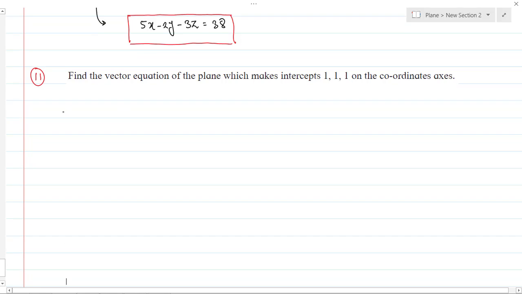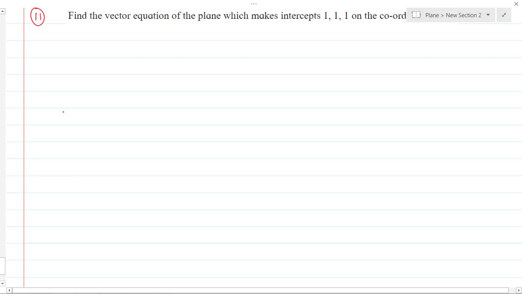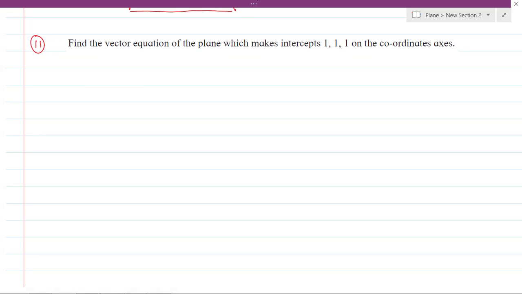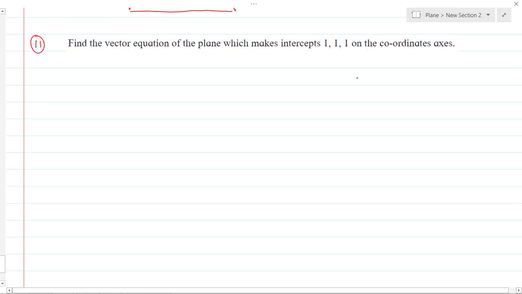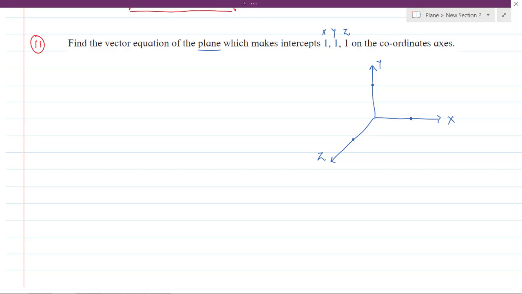To solve this question, you should first be able to draw the figure as mentioned in the question. So let's draw the figure. This is the y-axis, this is the x-axis, and this is the z-axis. These are the coordinate axes we have, and the plane is making the intercept 1, 1, 1 on the coordinate axes. This first one is for x, this is for y, and this is for z. So this is 1, this is another 1, and this is on the z. Okay, so let's name these 3 points.